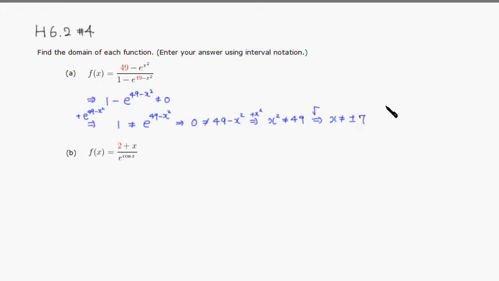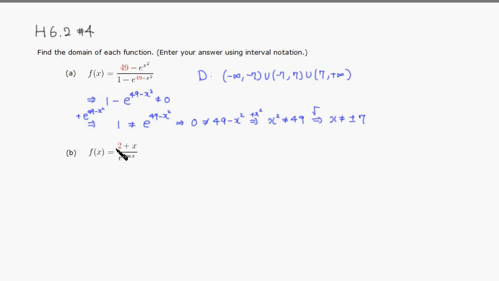So if you want to write the interval notation, the domain is going to be negative infinity to negative 7, skip negative 7, and also skip positive 7, and then go all the way to infinity. So that's the domain.